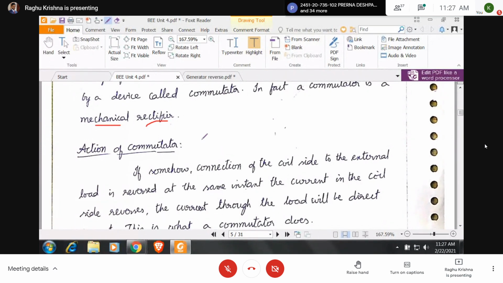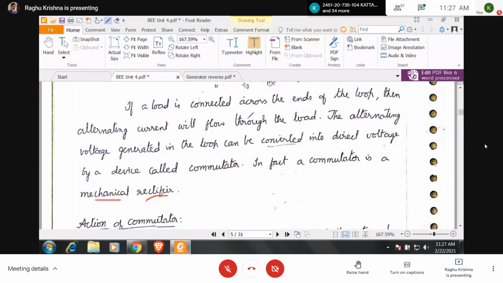Generally, by using a diode, we rectify the voltage. But here, using a commutator, we are rectifying the AC voltage, so the commutator is also called a mechanical rectifier. If a load is connected across the ends of the loop, then alternating current will flow through the load. The alternating voltage generated in the loop can be converted into direct voltage by a device called a commutator. In fact, a commutator is a mechanical rectifier.